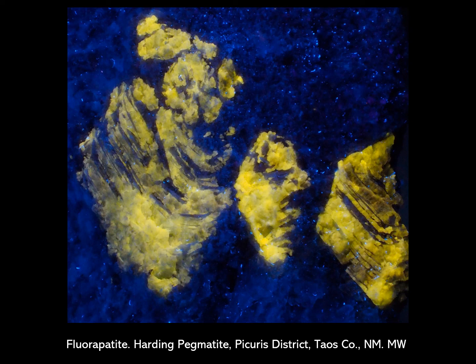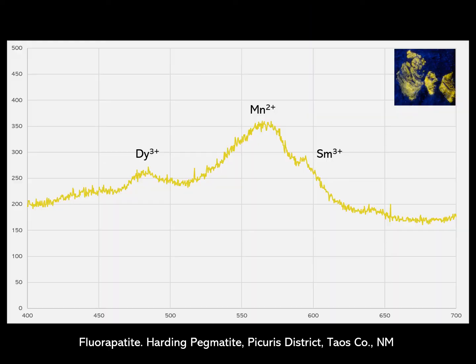Our final example of a yellow fluorescing pegmatitic apatite is from the Harding mine in New Mexico. These apatites are known for being manganese dominant, so it's interesting that our spectra showed that we still had a little bit of a peak for trivalent dysprosium, along with trivalent samarium, like we saw with the last one, but it is dominated by manganese 2+.